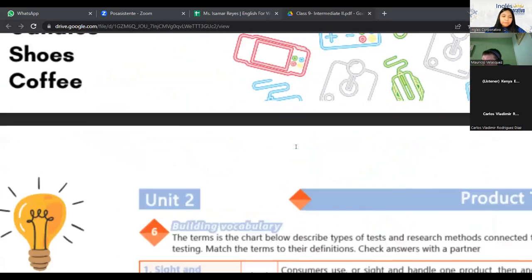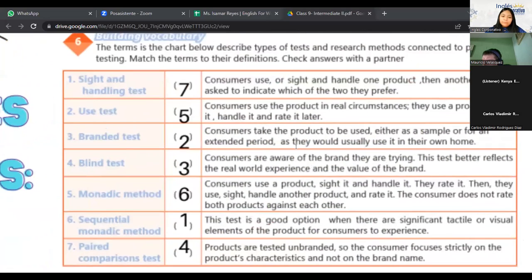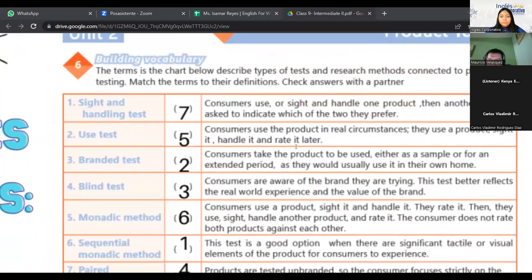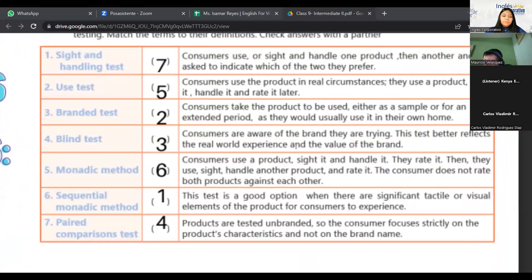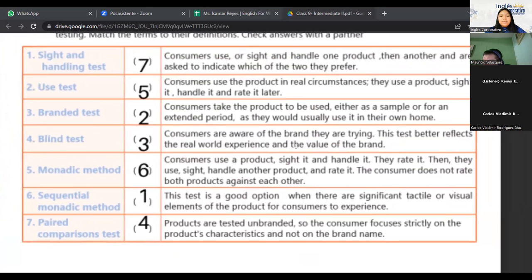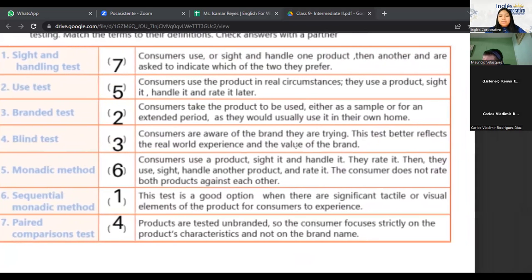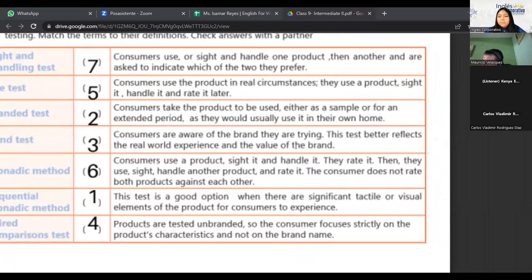For tablet, it is the same method of test, use test. And shoes. You chose blind test. Blind test. Yes. The products are tested unbranded, so the customer focuses strictly on the product's characteristics and not on the brand name. All right.